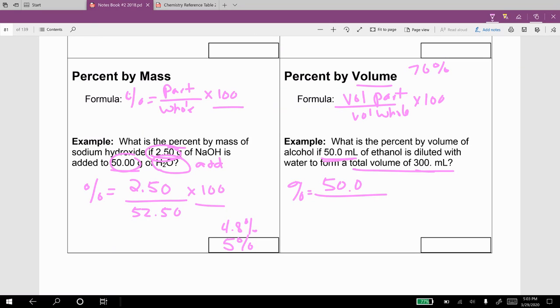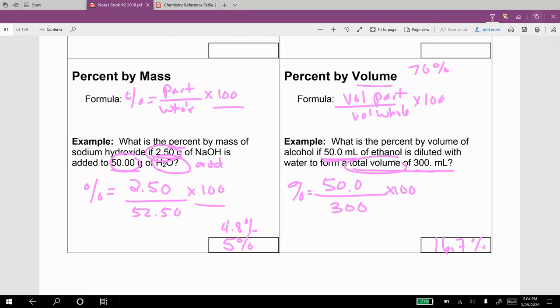Do I have to add these things together? In this case, no, because it says total volume. So the total volume is 300. If it said to water, then yes, you would have to add them. Don't forget to multiply times 100. And this is going to be 16.7%.